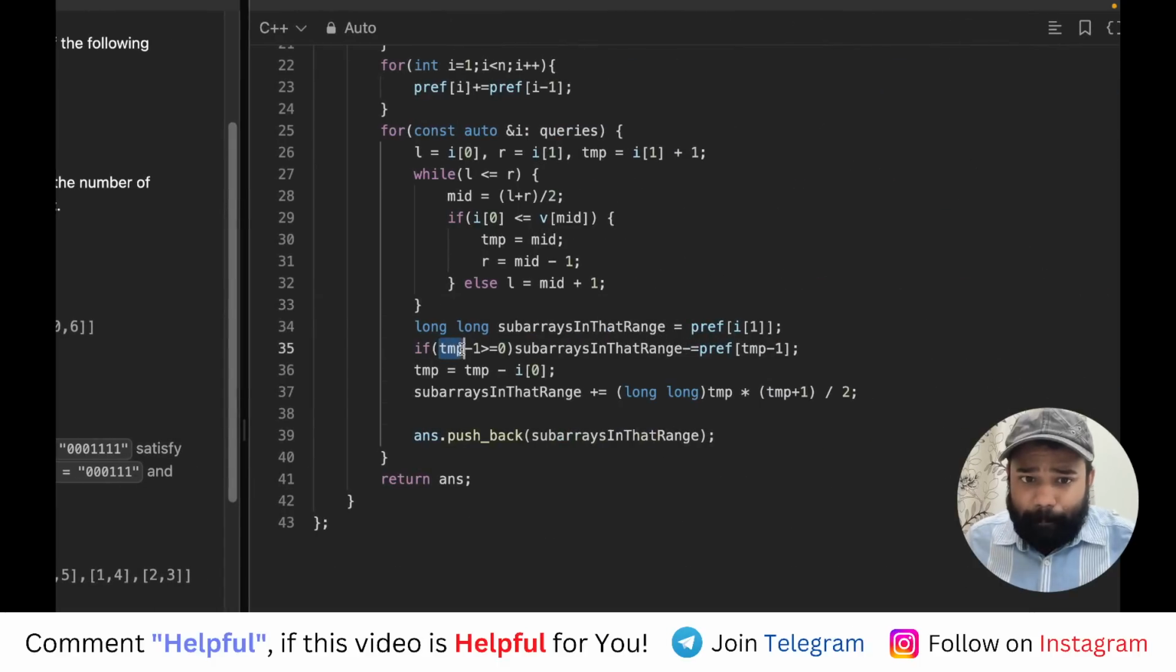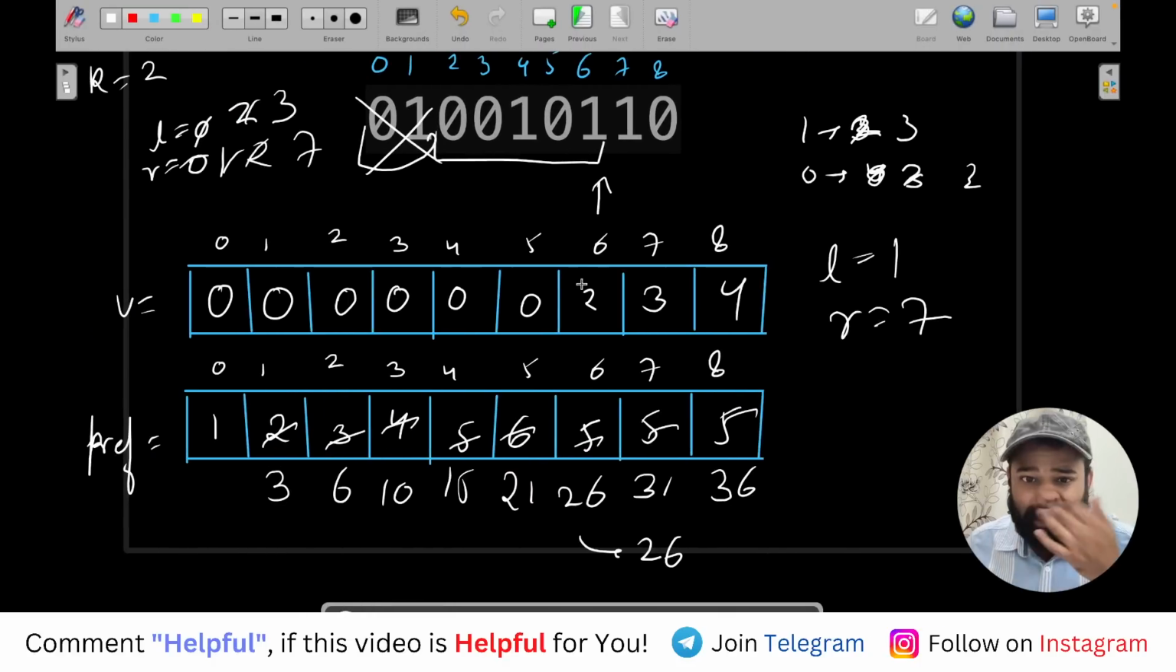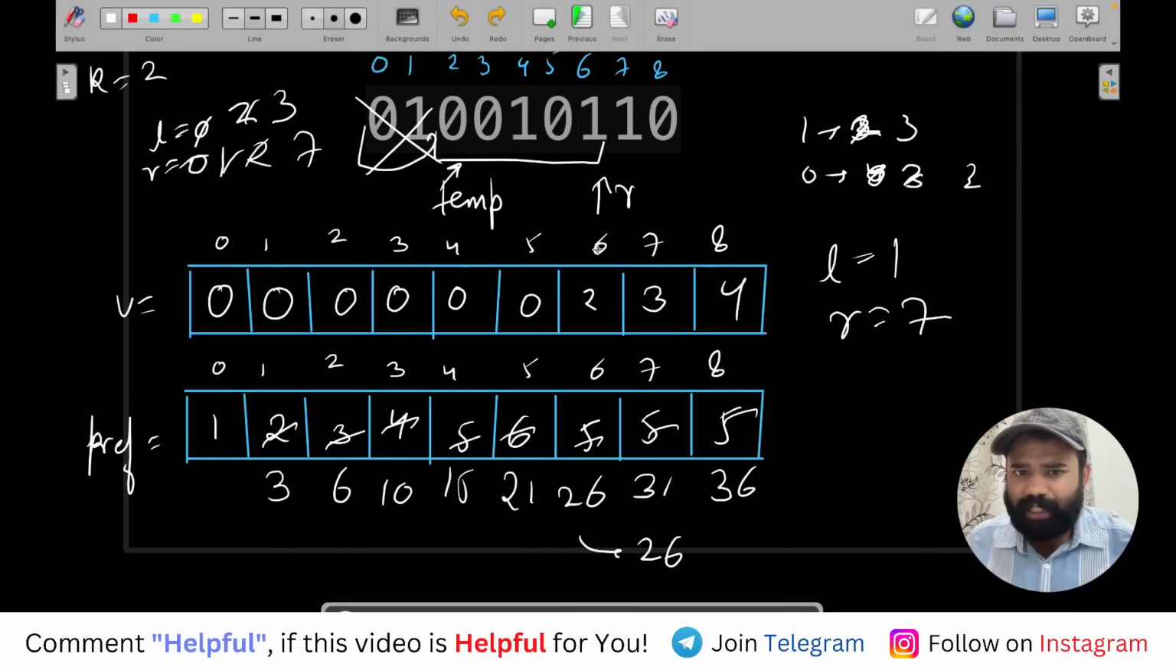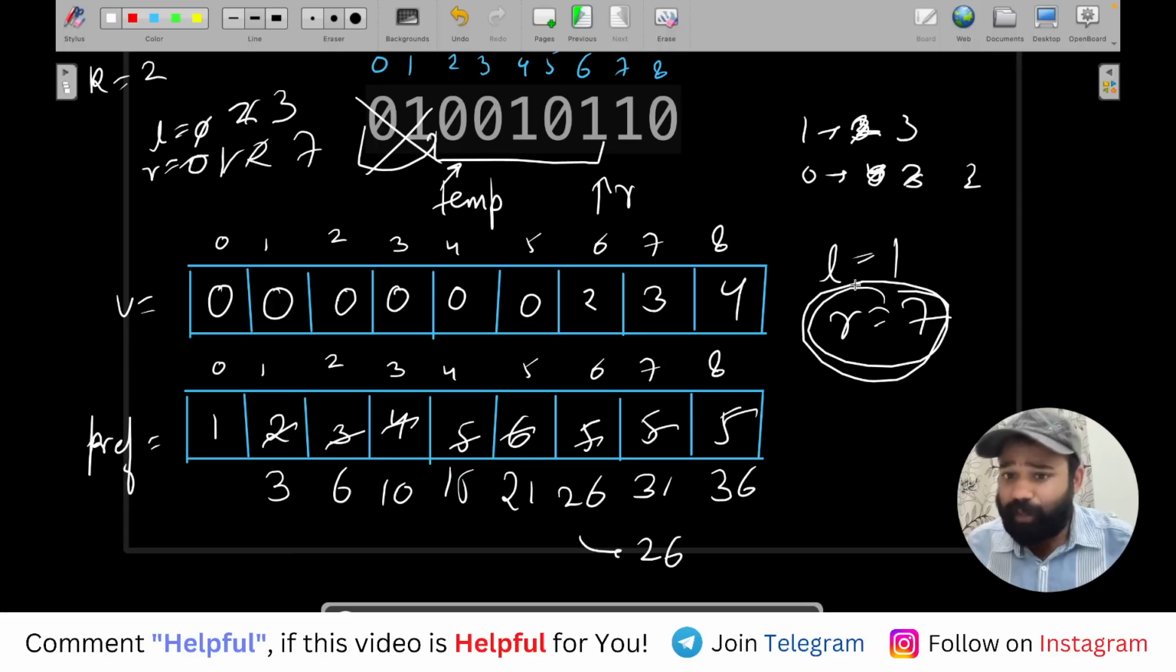So temp में क्या store करें? Temp में we are storing that value mid. So this value है ना, this 2, I am storing in temp. And this is our R basically. So ये हमारा R है और ये हमारा temp है. So what I did, I take the prefix sum of R, which is I0 by the way. We are not just taking for this 6, we are taking for this R, which is given to us in the query.